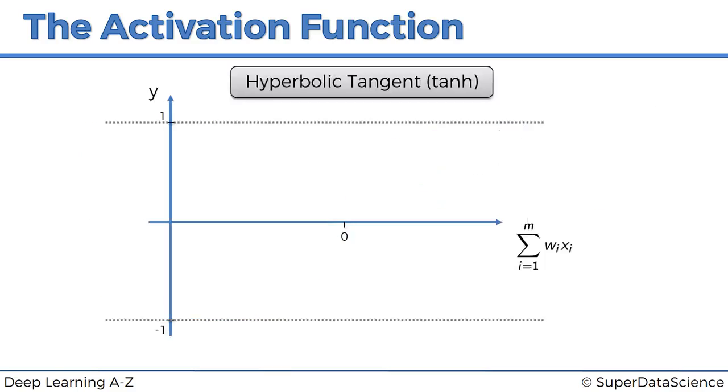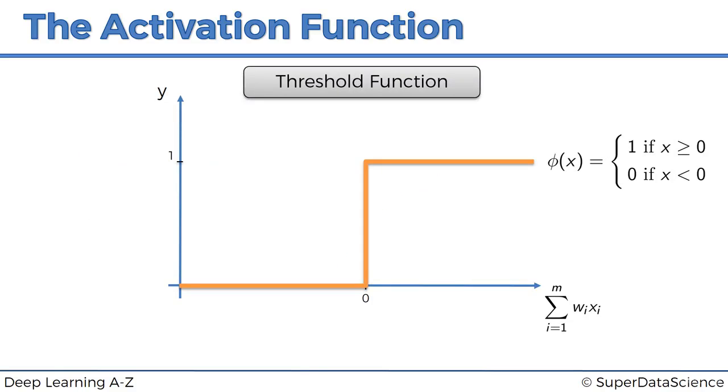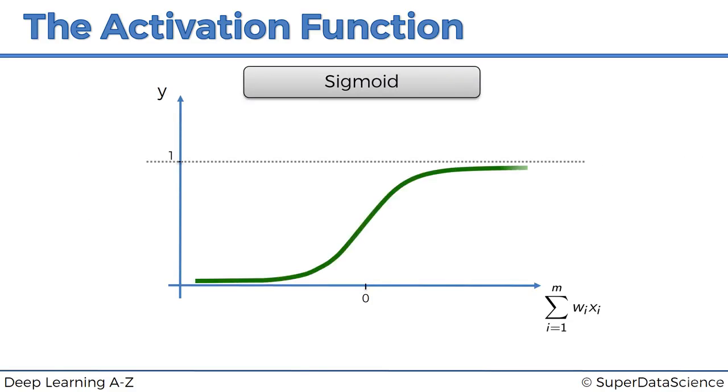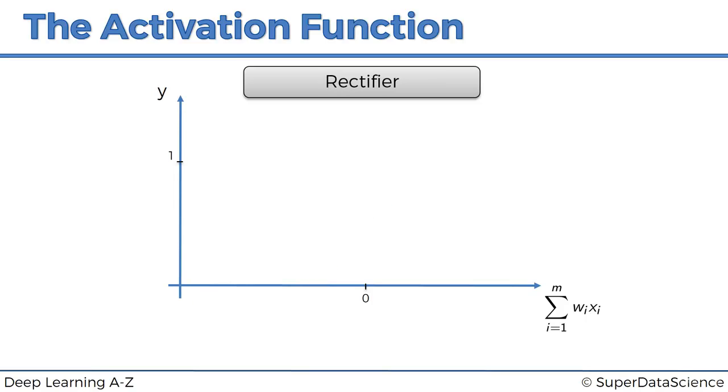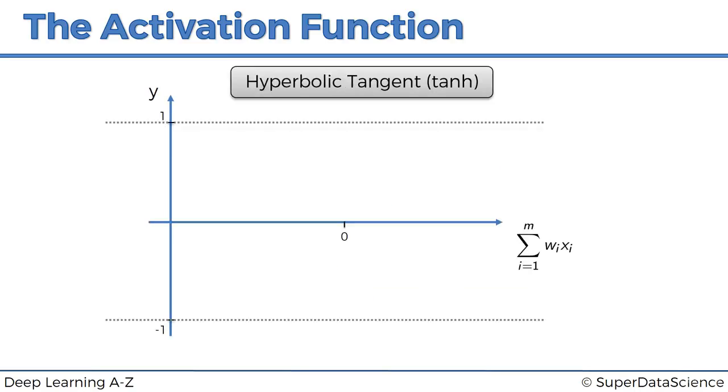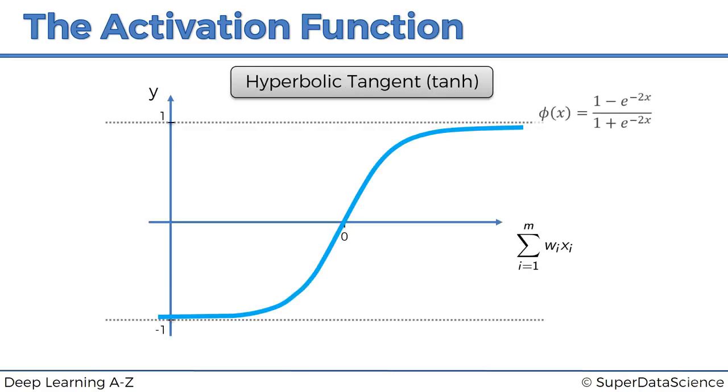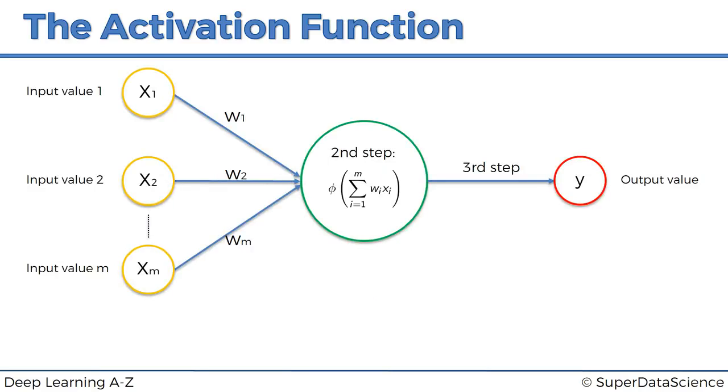So just to quickly recap, we have the threshold activation function, which looks like this, the sigmoid activation function, which looks like this. We have the rectifier function, and we have the hyperbolic tangent function. And now to finish off this tutorial, let's quickly do a few exercises. We'll just do two quick exercises to help that knowledge sink in.